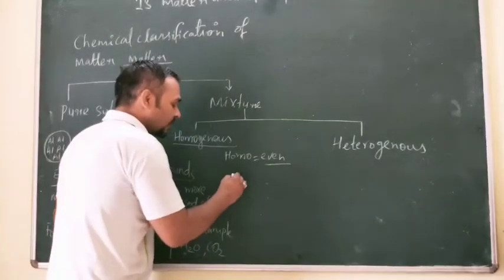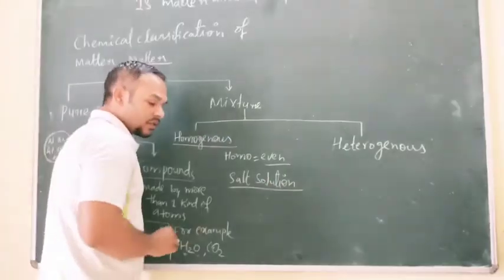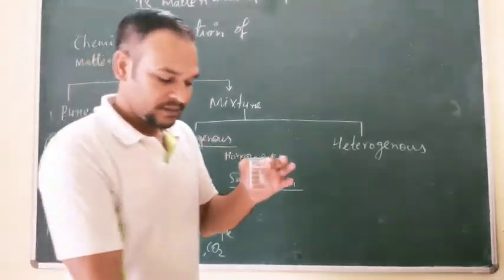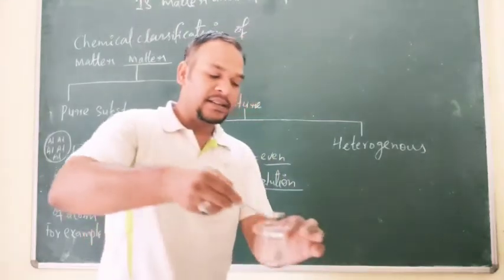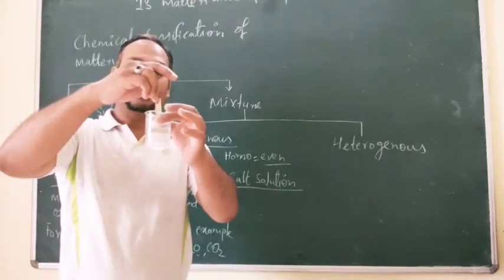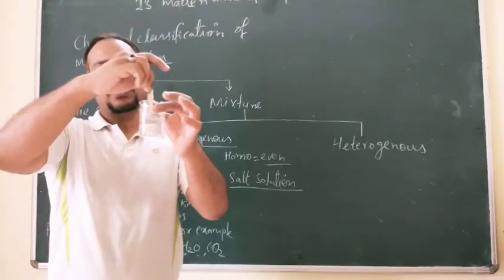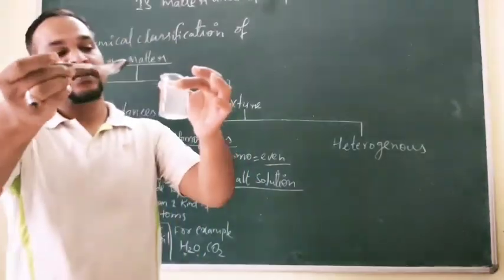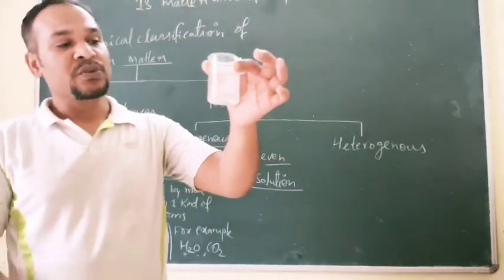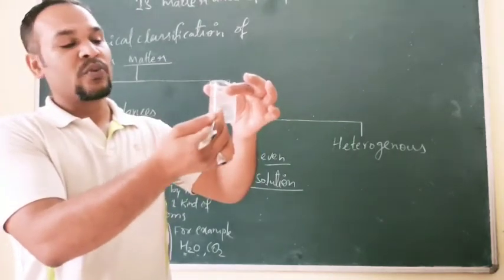For example, salt solution. In the salt solution, suppose I have this water in a beaker, and when I add a little amount of salt and make the solution, what does it look like? You can see, we are not able to see the salt particles. Once it dissolves, we cannot see the salt particles. Why? Because it is evenly distributed throughout the solvent, that is water.